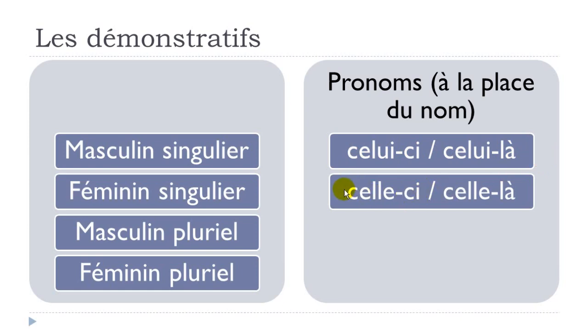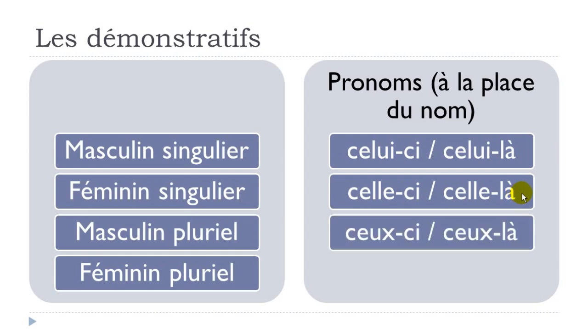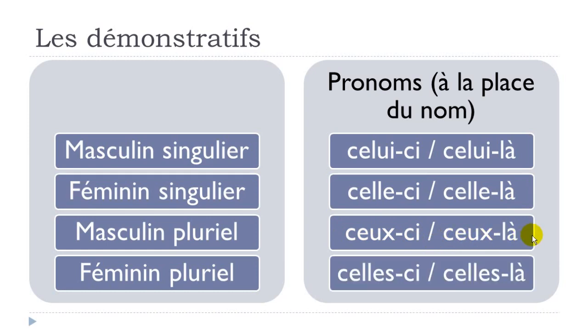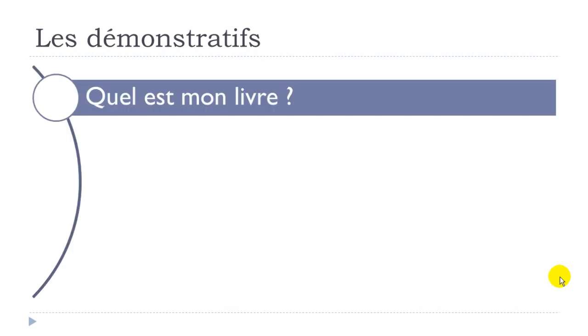Same thing with the feminine form, celle-ci, celle-là, all right. And then for the masculine plural, ceux-ci. Remember the final x is not pronounced, so you get the sound ce, ceux-ci, and then ceux-là. All right, feminine plural, celles-ci. Don't pronounce the final s, celles-ci, celles-là. All right, so let's see a few examples now.